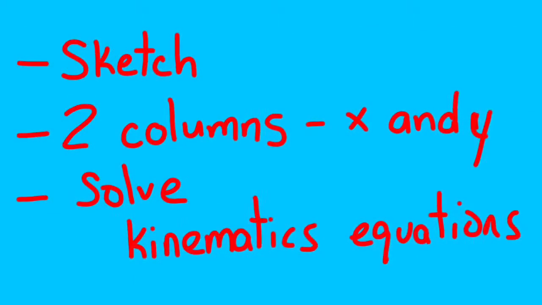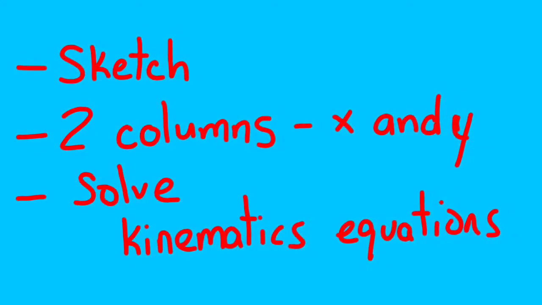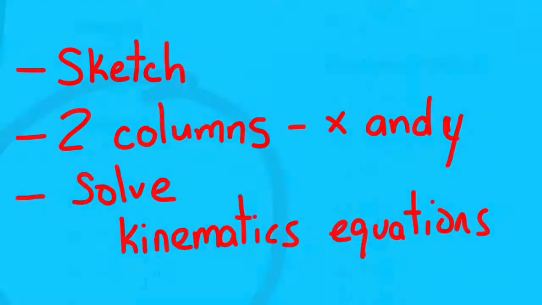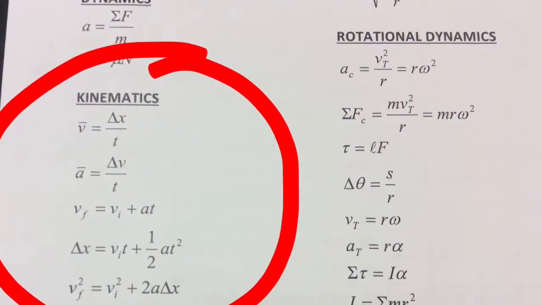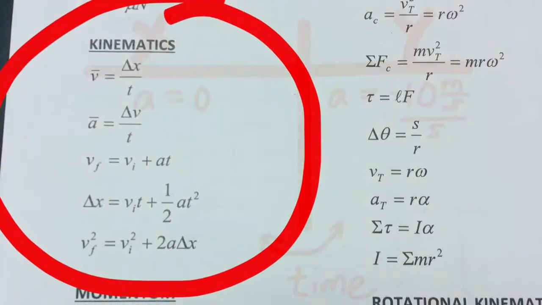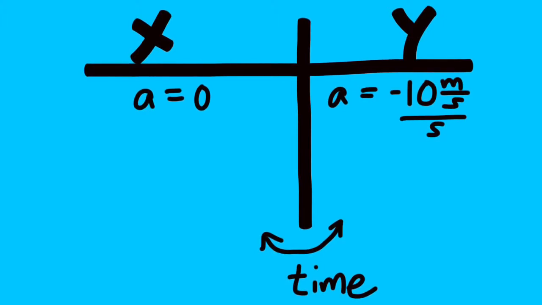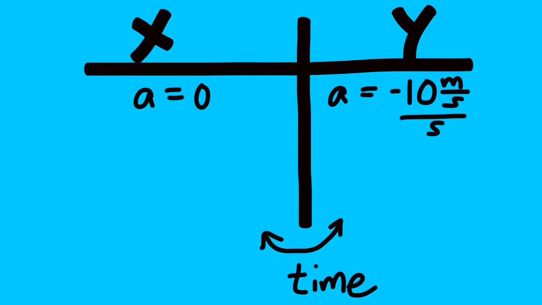problems. First, sketch the situation. Then, because of the independence, separate those x and y's into two separate columns and use those same kinematics equations we've been using for quite a while. X and y are independent, two separate columns. In the horizontal, there is zero acceleration. In the vertical, the acceleration is 10 meters per second every second. The acceleration of gravity down. The one thing that can be transferred back and forth from one column to the other is time.